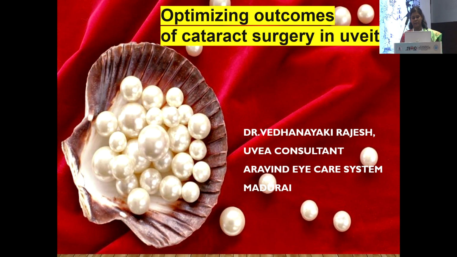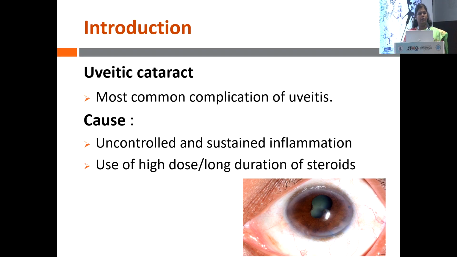So we are here to discuss how to optimize the outcome of cataract surgery in uveitis. We all know uveitic cataract is one of the common complications of uveitis. It may be because of uncontrolled, unsustained inflammation or because of the treatment as such, like use of high dose and long duration of steroids in these patients.